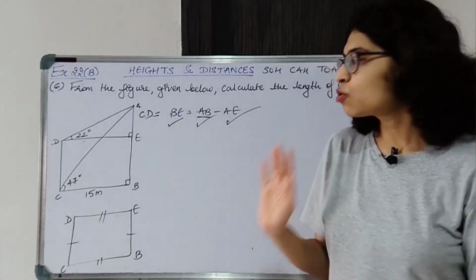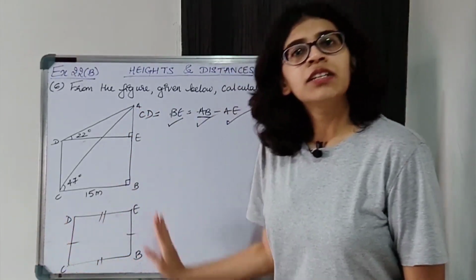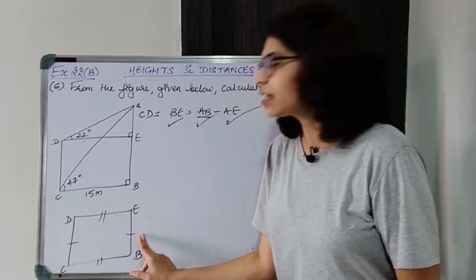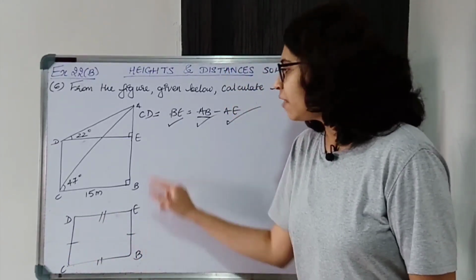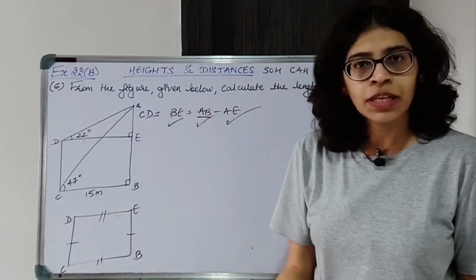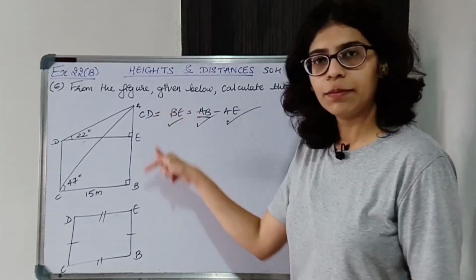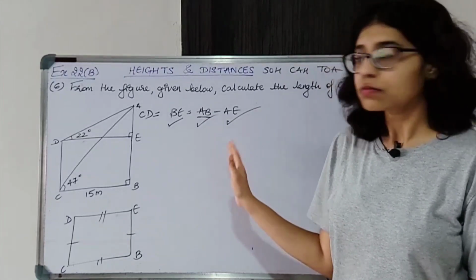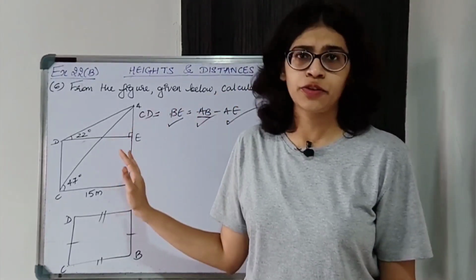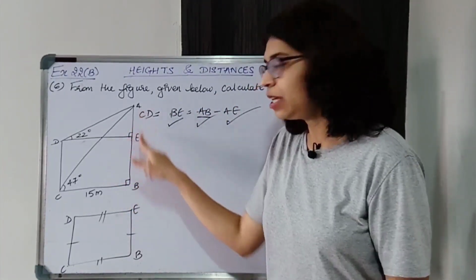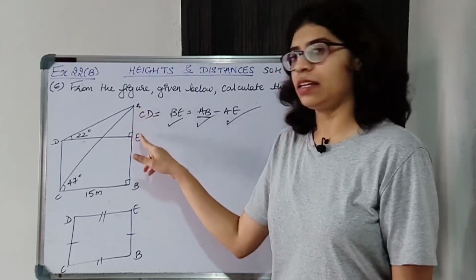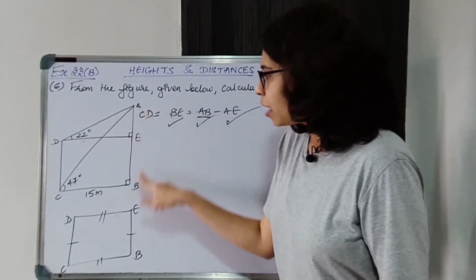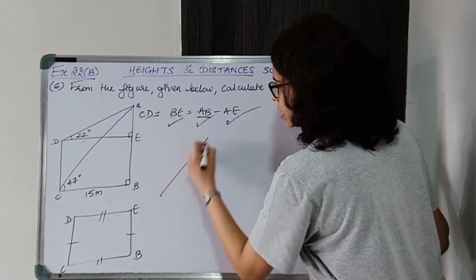So first you will consider this rectangle, opposite sides are equal. We have to find BE. BE we will not get directly, BE is a part of AB, so we have to find AB minus AE. For that we will consider two right angle triangles, one in which there is AB and another one in which there is AE. AB is a part of this right angle triangle ABC.